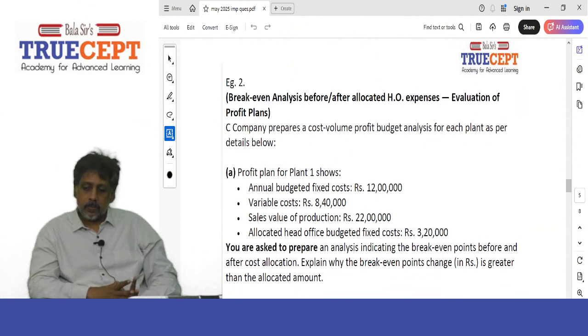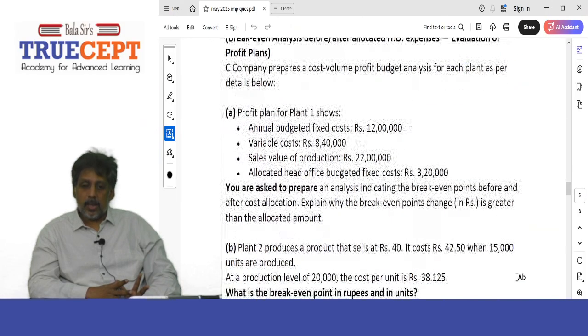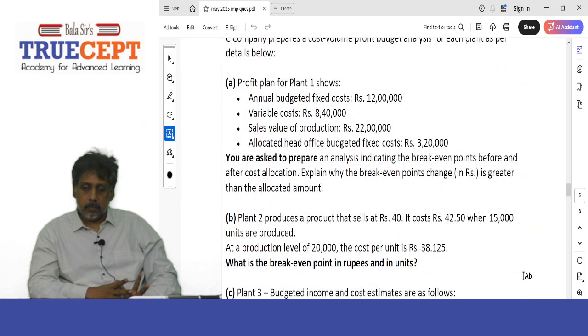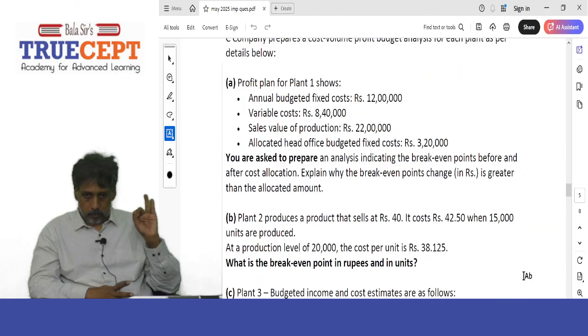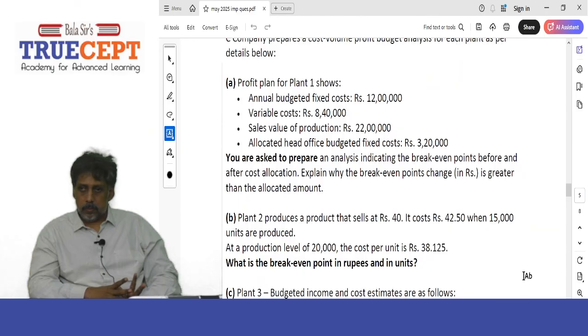A company prepares a cost, volume, profit budget analysis for each plant as per the details below. Plant 1. Profit plan for plant 1 shows annual budgeted fixed cost 12 lakh, variable cost 8 lakh 40,000, sales value of production 22 lakh, allocated head office budgeted fixed cost 3 lakh and 20,000. You are asked to prepare an analysis indicating the break-even point before and after cost allocation. Explain why the break-even points change in rupees is greater than the allocated amount.